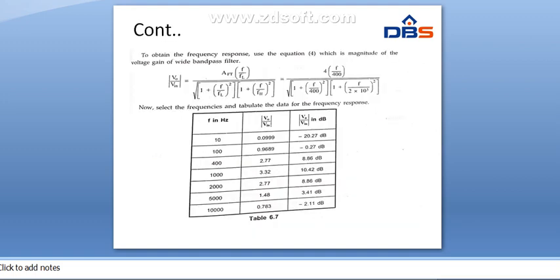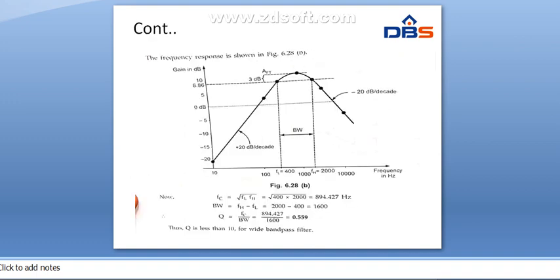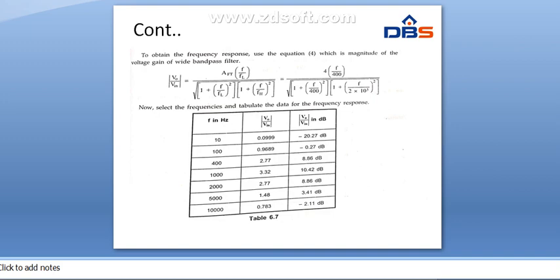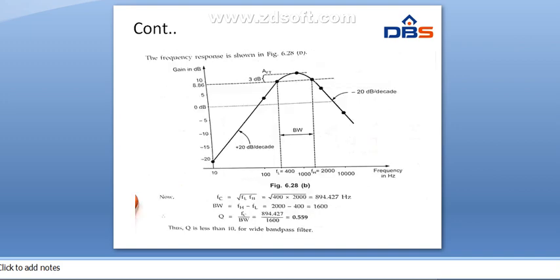See here, at F equal to 100, the gain is minus 0.27 decibels, right? So substitute all these values, then we get the frequency response curve like this. So it is a wide band pass filter.